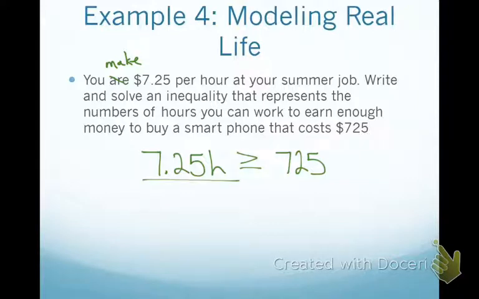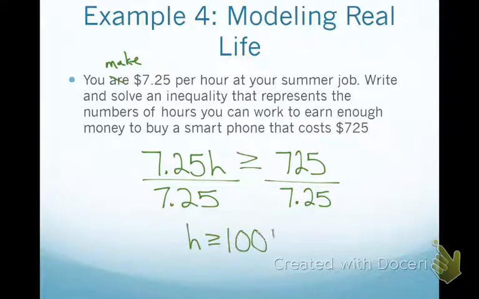So what would I do now to solve? Divide both sides by 7.25. Okay, so here's a hint. You probably want to star this example for your quiz on Wednesday. What page is it on? This example is number 21 in your homework assignment, page 162. All right, so the number of hours has to be greater than or equal to 100.